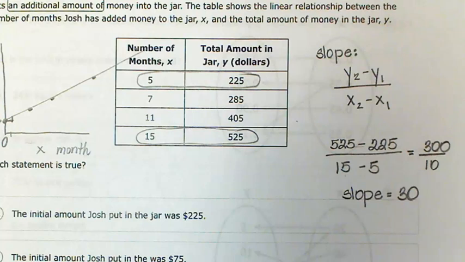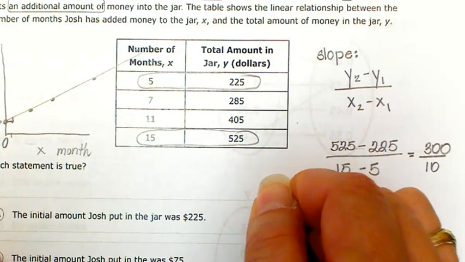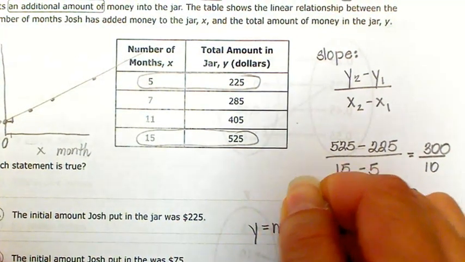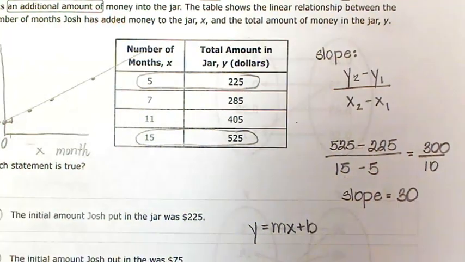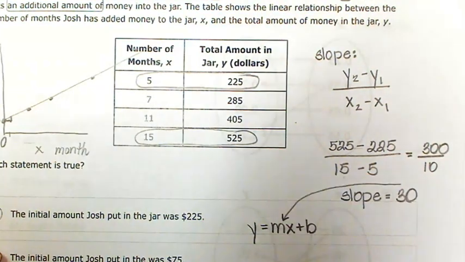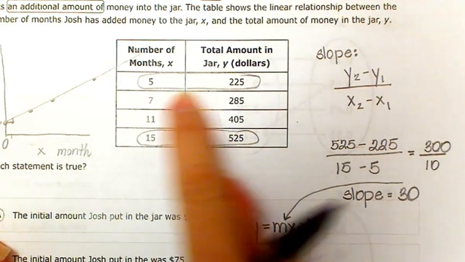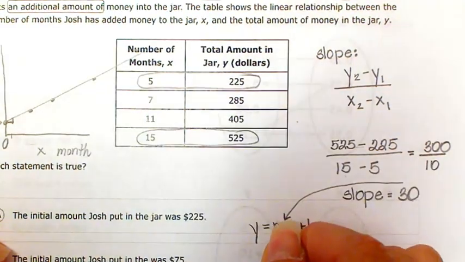Next, I can actually figure out what my starting amount is if I do this. Take y equals mx plus b. This is your equation for a line in slope-intercept form. I have figured out the slope, so 30 is going to go right there. And then it really doesn't matter which point. Just pick a point and put in the x and y value. Okay, I'll just pick this first point. The y value is 225.